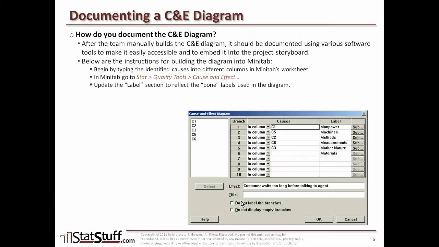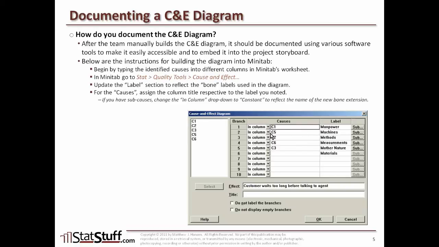So then what you do is you would update the label section to reflect the bone labels that are used in the diagram. So over here on the right hand side, if you have 6 different ones like the examples that I was showing in the previous slides, you can identify all 6 of those. And then next you would want to, for the causes section, assign those column titles. Like if I had the causes written out across these 5 different columns, you would assign what those causes were to each of these labels, to their respective one.